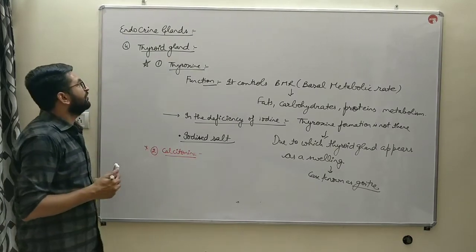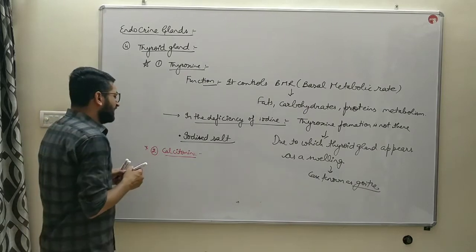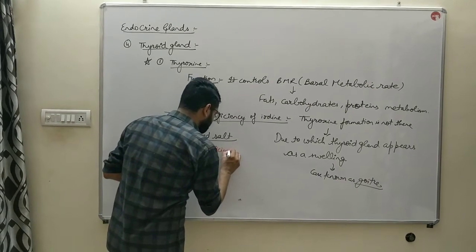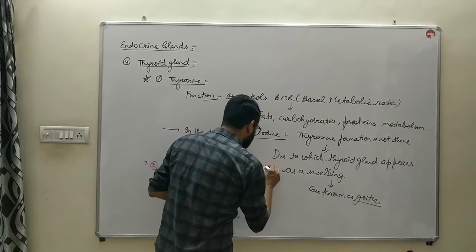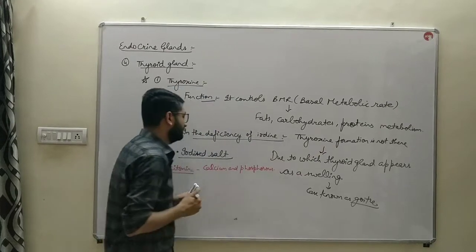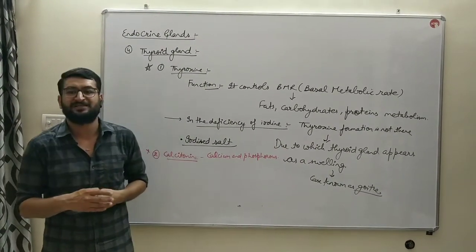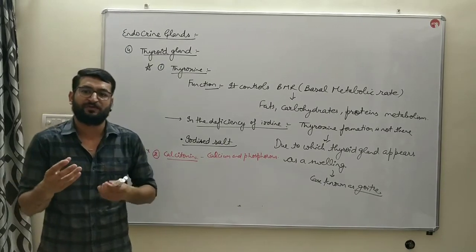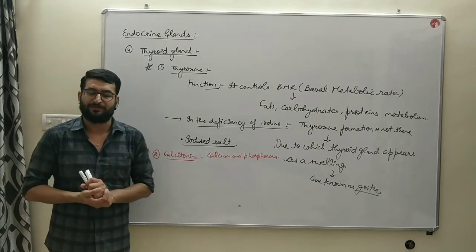Calcitonin is another hormone released by the thyroid gland, but you can leave it for the 10th class purpose. Calcitonin controls the calcium and phosphorus, that is, the mineral balance in blood. It absorbs the calcium and phosphorus from blood to the bones. So that is the purpose of calcitonin.